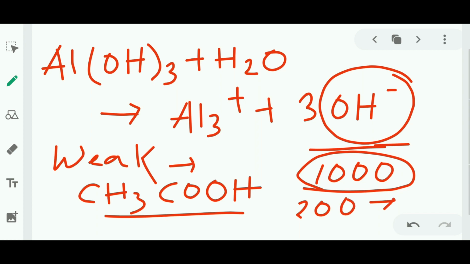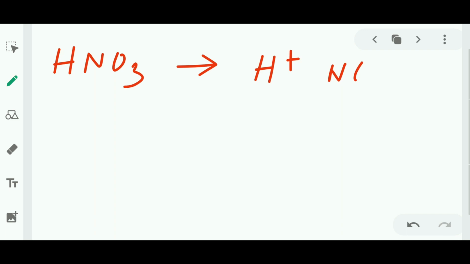So all the organic acids are weak acids, whereas inorganic acids like HNO3 are strong acids because they completely dissociate. If 1000 molecules are there, almost all 1000 molecules dissociate into H plus ion and NO3 minus ion, or you can say in aqueous solution it will produce H3O plus ion and NO3 minus ion when mixed with water. So these are strong acids.